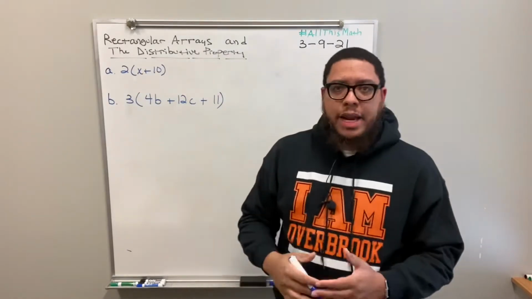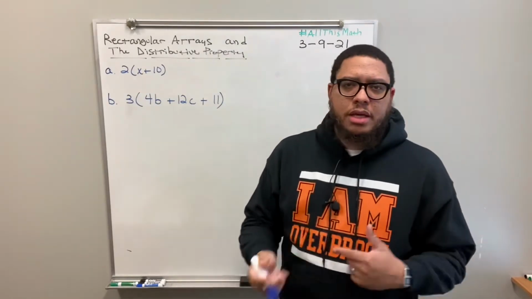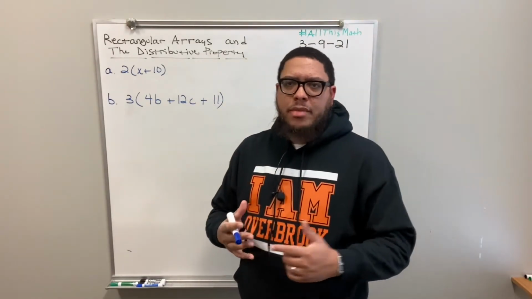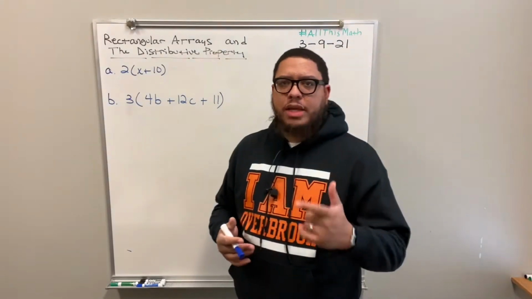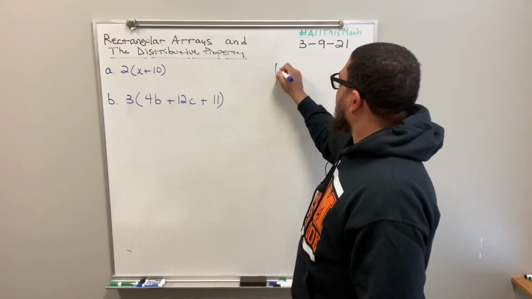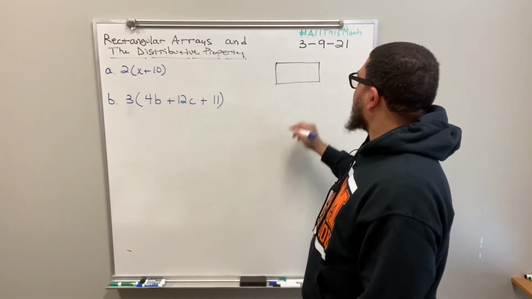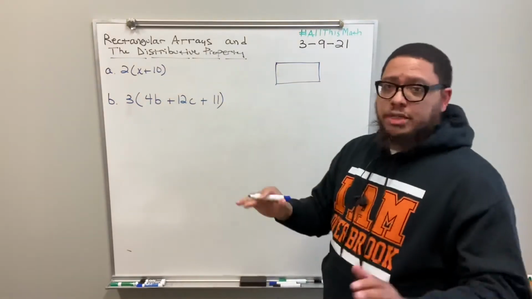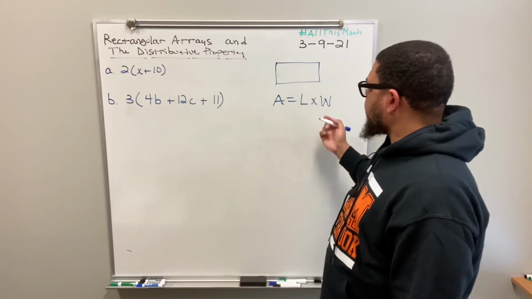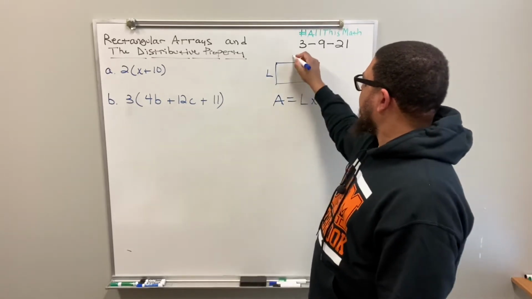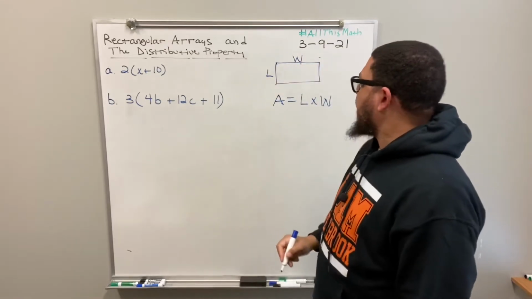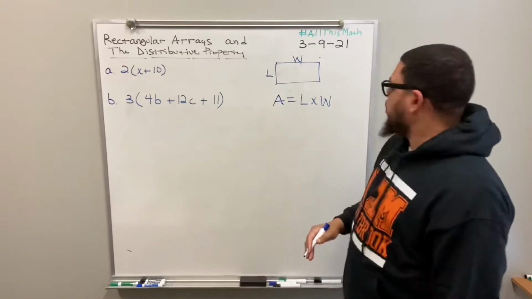Now I want to represent that as a rectangular array. So when I think of that, what I want to be thinking about is, what does a rectangle look like? And I also want to think about, how would I find the area of a rectangle? So check this out. Imagine you had a rectangle, and you know that the formula for the area of any rectangle is area equals length times width. We can make that the length, and we can make that the width. So from here to here is the width, from here to here is the length. So we got length times width.